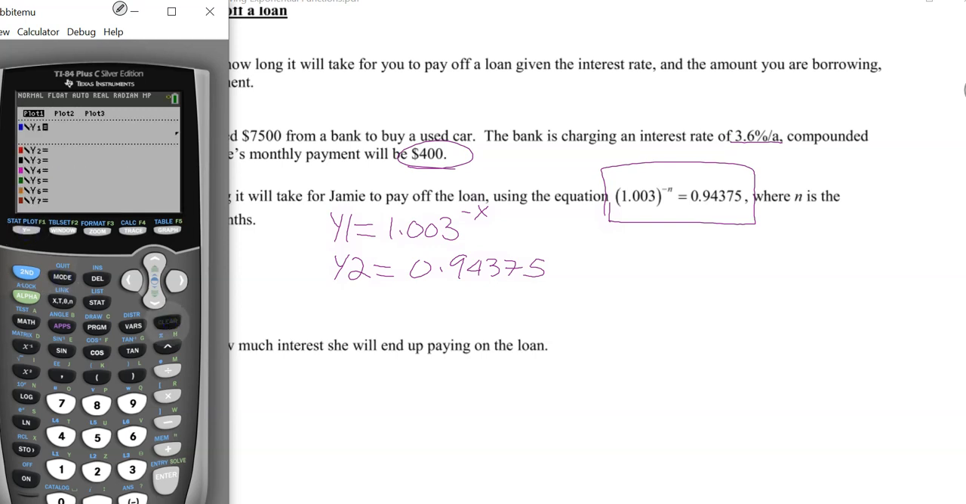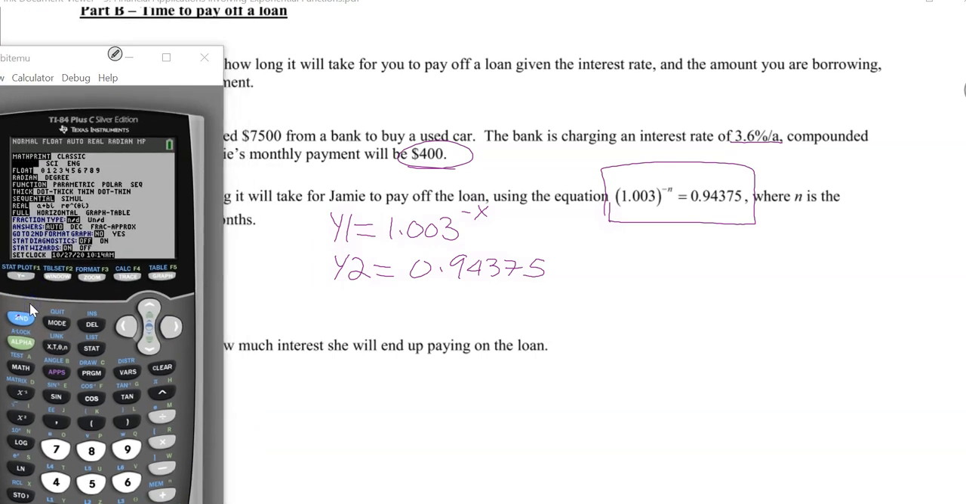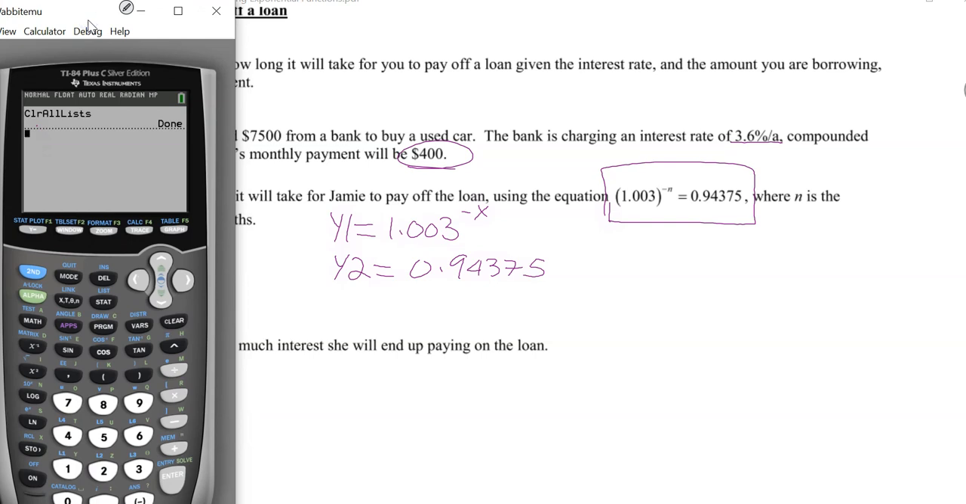Go to y equals. Let's clear that out. You know what? I'm going to clear all the lists, although we're not actually running a regression, but I'm going to clear the lists. I'm also going to turn off the stat plot because we're not running, so that's off. Okay, so everything's clear. There's no data sitting in the table to be graphed or anything like that.